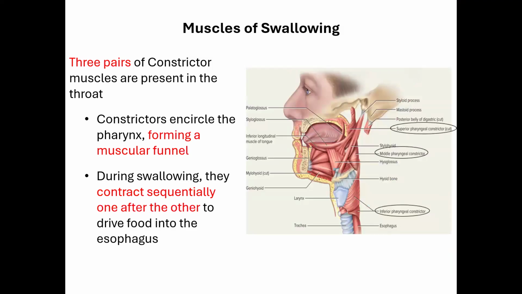So we talked about swallowing, and there are three pairs of muscles involved. They're called the constrictor muscles. It makes sense, right? Because there's a lot of constriction happening there to move the food down. So there's a superior constrictor, a middle constrictor, and an inferior constrictor. They sequentially contract and move food, and then the food goes into the esophagus, and from there it goes into the stomach.